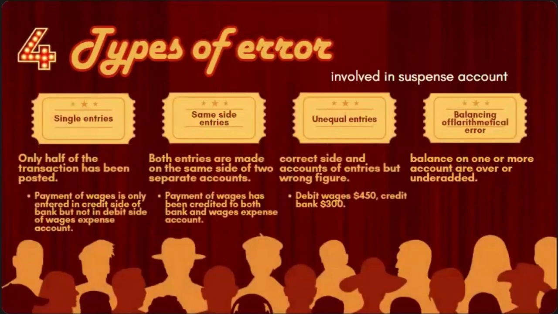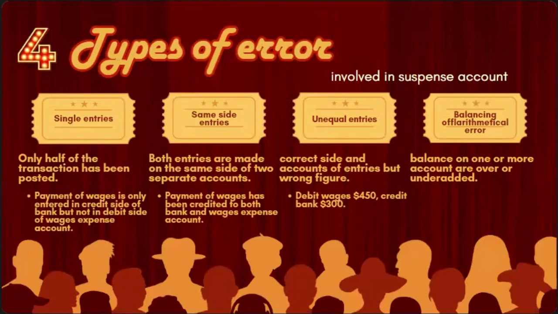We have four types of error that are involved in the suspense account. First is single entries, where only half of the transaction has been posted. For example, when a payment of wages is only entered on the credit side of bank, but not on the debit side of the wages expense account. Next we have same side entries, where both entries are made on the same side of two separate accounts. For example, when a payment of wages has been credited to both bank and wages expense, it should have only been credited to bank and debited to wages expense account.